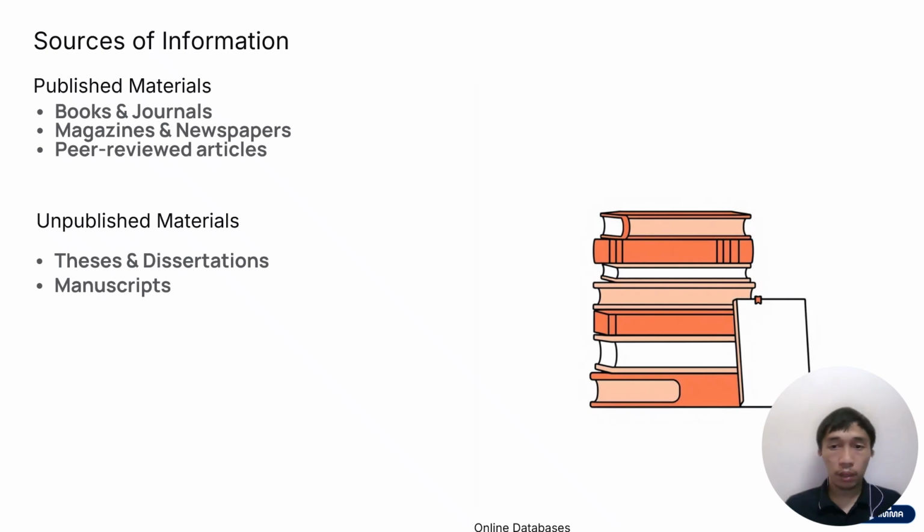We can get a lot of information from published materials like books and journals, magazines and newspapers, peer-reviewed articles, and also unpublished materials like thesis, dissertation, and manuscript. And for me, I recommend you search online on the internet because the internet provides a lot of information regarding your studies.